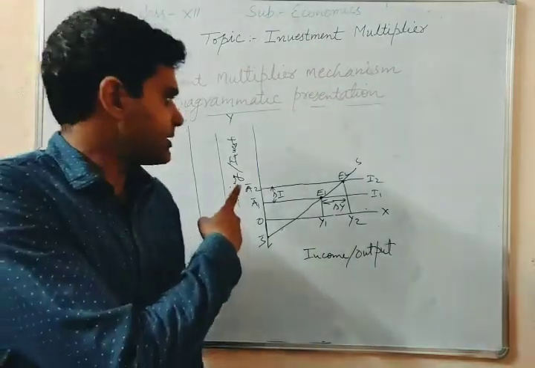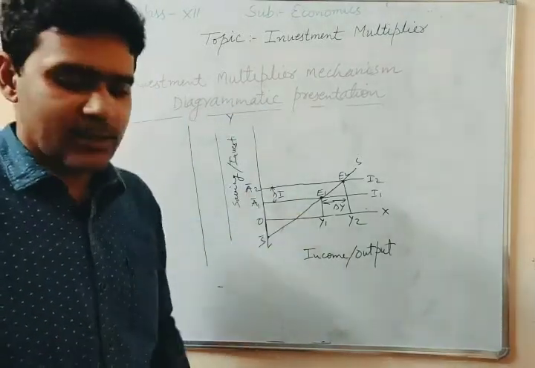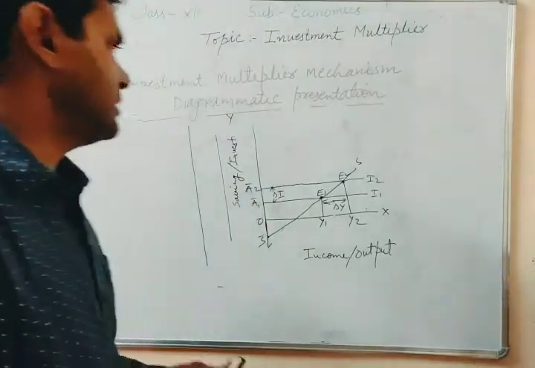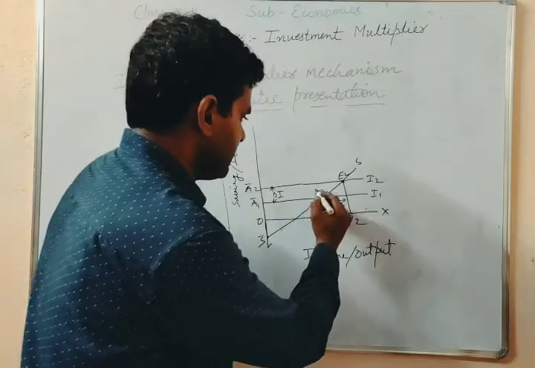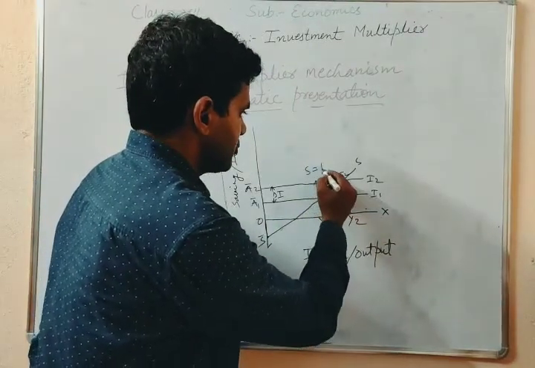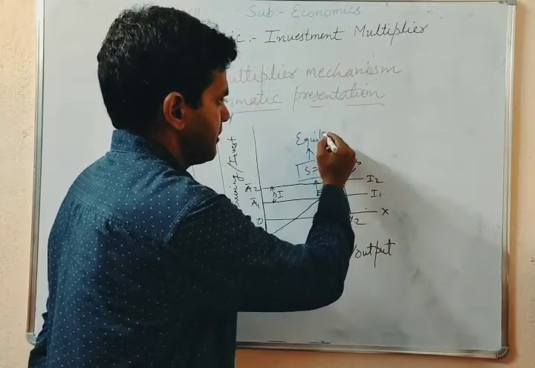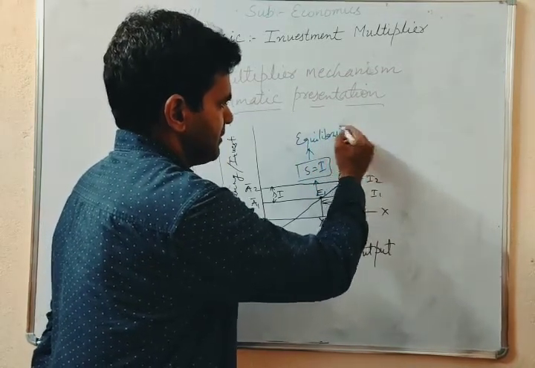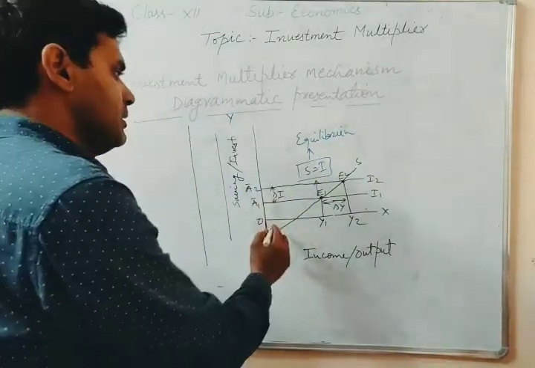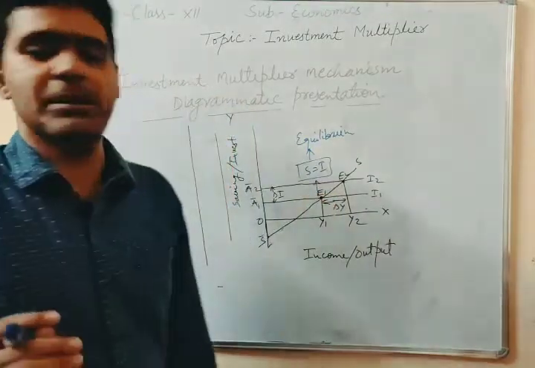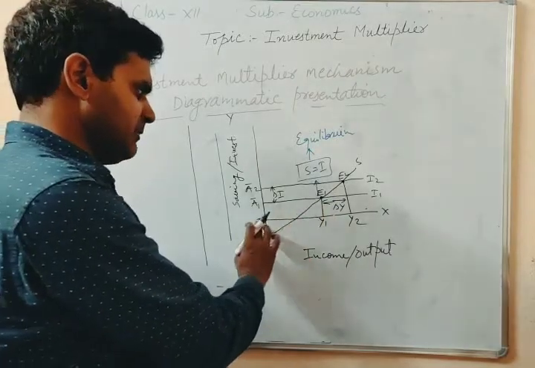Learners, we can also understand the functioning of the multiplier with the saving and investment approach. Here you see the diagrammatic presentation of saving and investment. We know that at the equilibrium level, S is equal to I. This is the equilibrium condition. So in the figure, point E1 is the level of equilibrium where the S curve intersects the investment curve, and at this level the equilibrium income will be OY1.